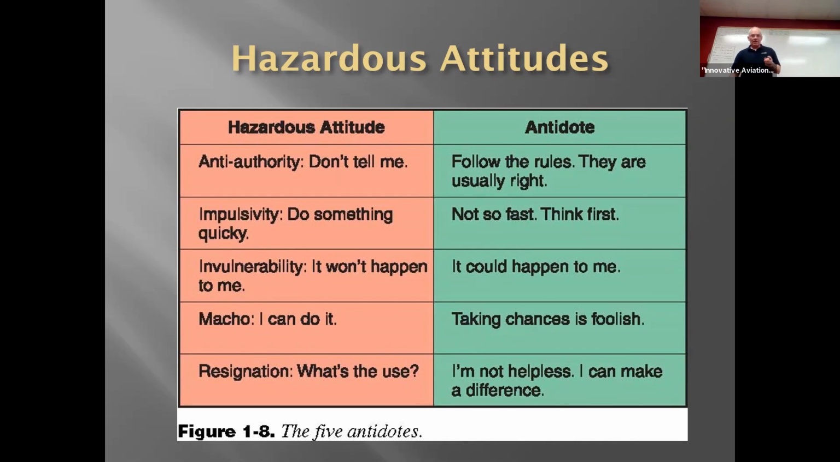So just like we talked about, those rules were written in blood. You don't be thinking that, oh, that'll never happen to me. You are vulnerable. Things can happen to you. So that's why you need to look at this risk management stuff. Macho man, right? Well, you're willing to take chances, fly under that bridge like you did last year, right? But taking chances, that's foolish.